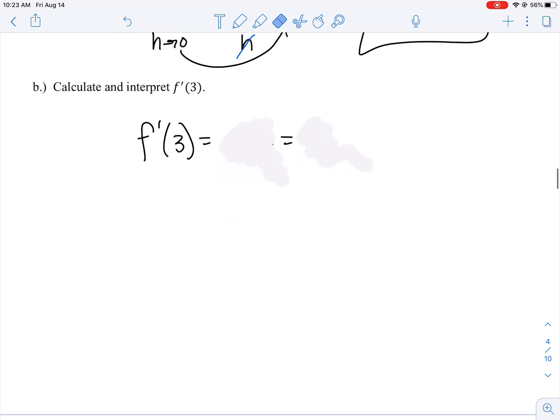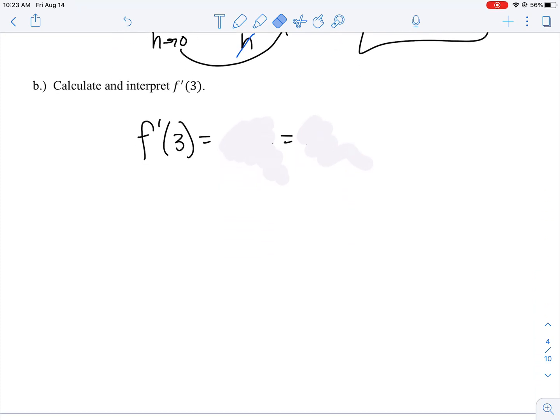If you look at Part B, it asks us to calculate and interpret f prime of 3. So this little notation here is really important. I don't want to take 3 and plug it into my original f. I want to take 3 and plug it into my derivative. I want to find the derivative's value when x equals 3. Or I want to find the instantaneous rate of change at exactly x equals 3. Or I want to find the slope of the tangent line that touches at x equals 3. All of those different things mean the same thing.